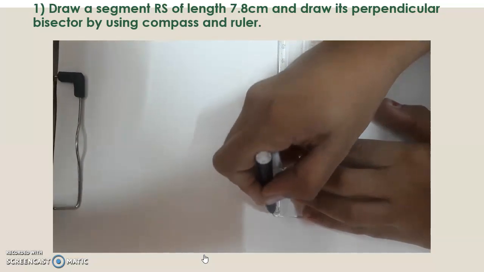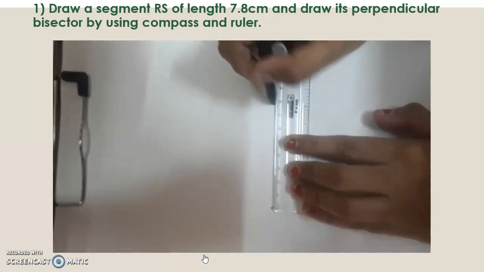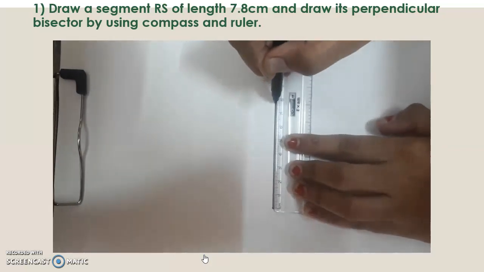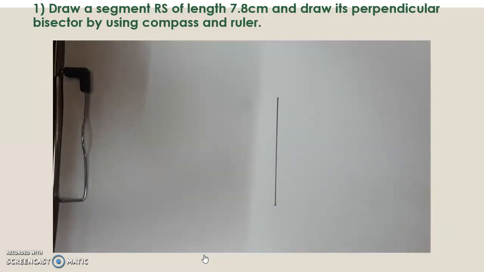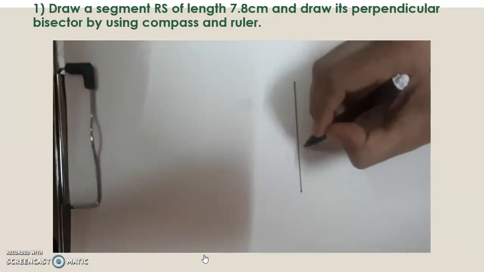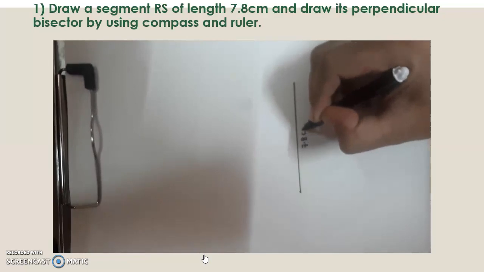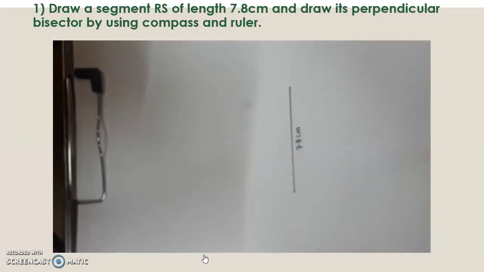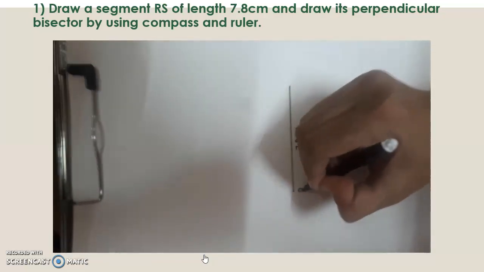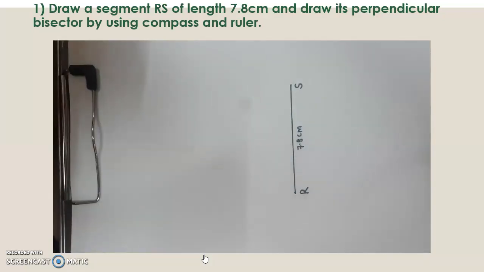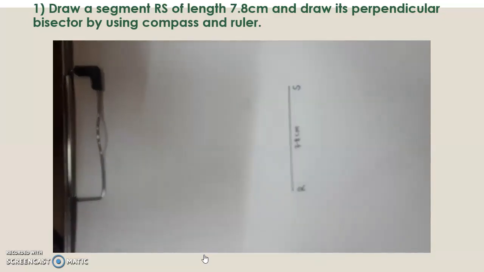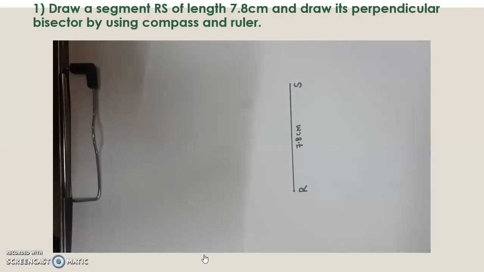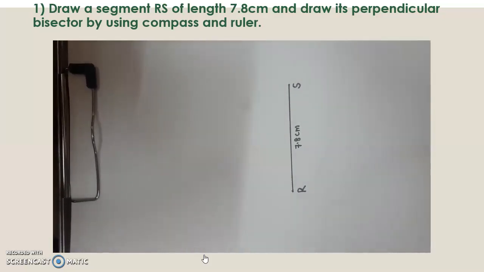So by using scale, we will draw one segment of length 7.8 centimeter. This way we will draw the segment as it is mentioned that it is 7.8 centimeter. Then and there we will write 7.8 centimeter. And as in the question it is clearly mentioned the name is RS, so we will write the name RS. Now further it is said to draw the perpendicular bisector by using compass and ruler. This we have already learnt in 6th standard. Now we will see how to draw a perpendicular bisector by using compass and ruler.